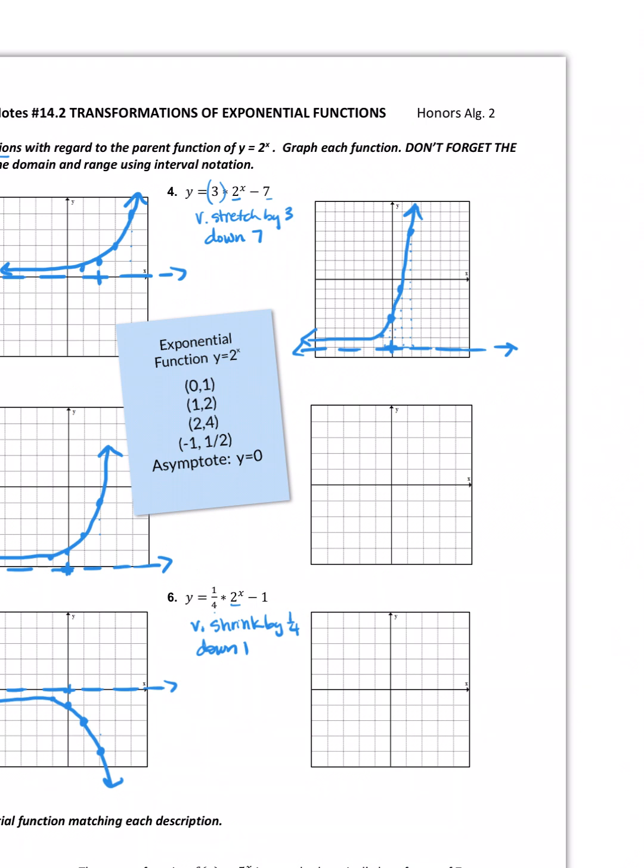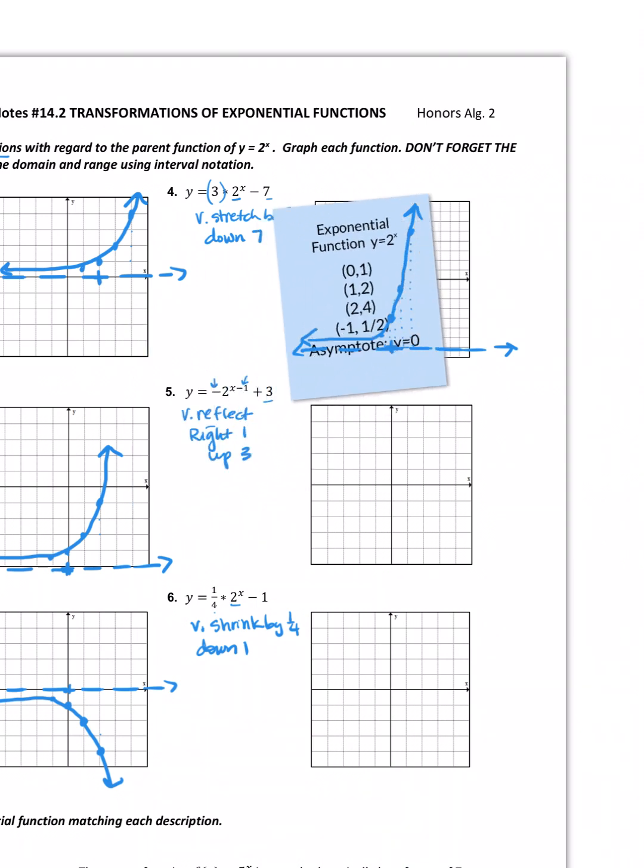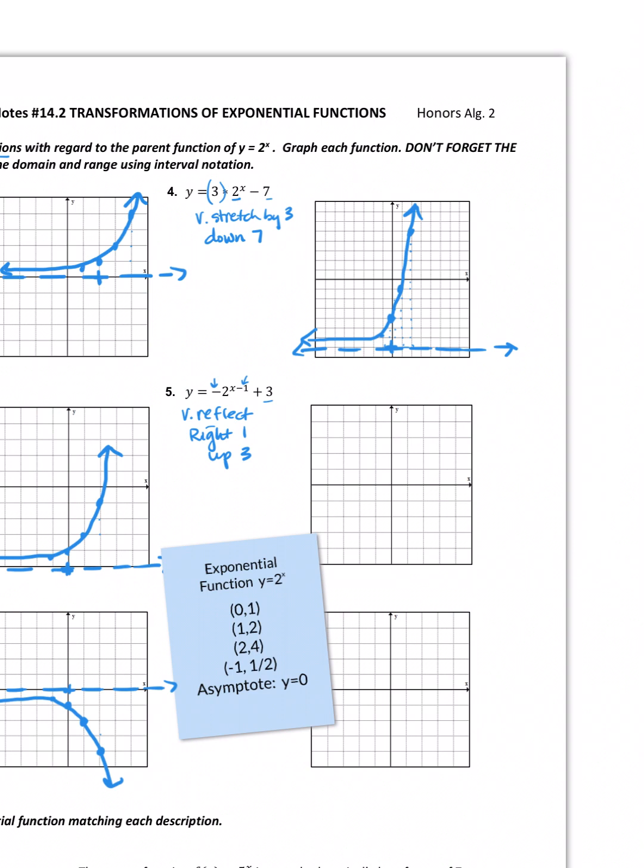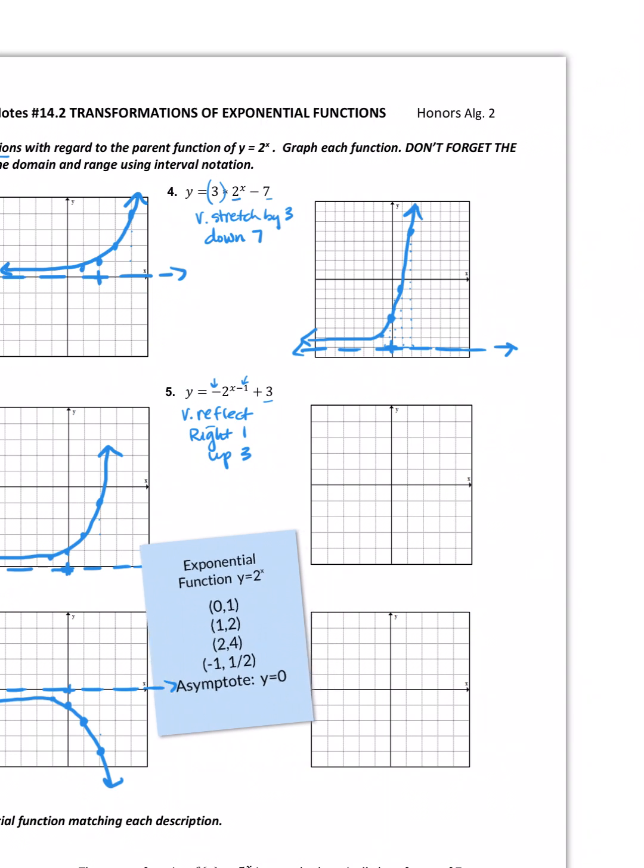Now, let's look at number, what are we on, 5 now? Look at 5. This one's going to vertically reflect. It's going to go right 1 and up 3. 1, 2, 3. So my new origin's right here.